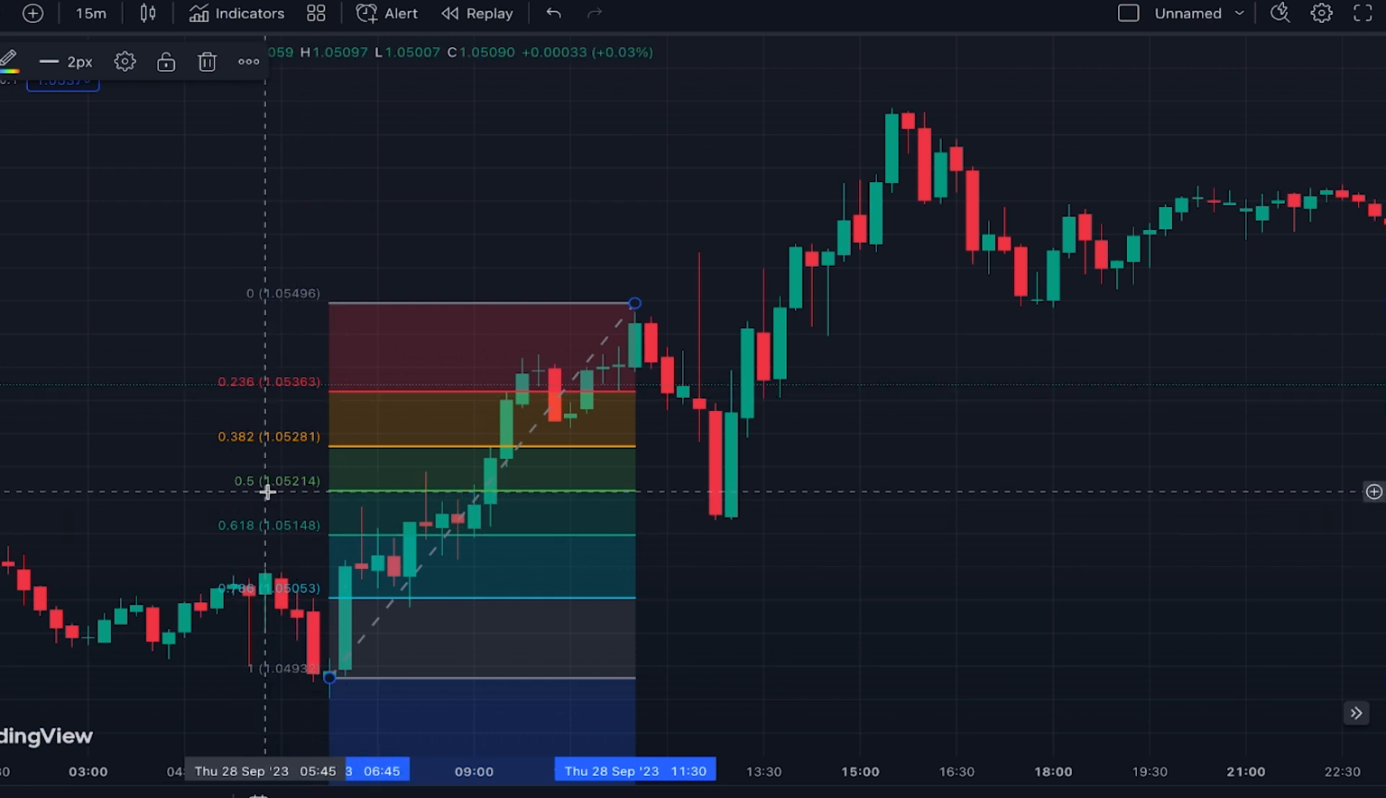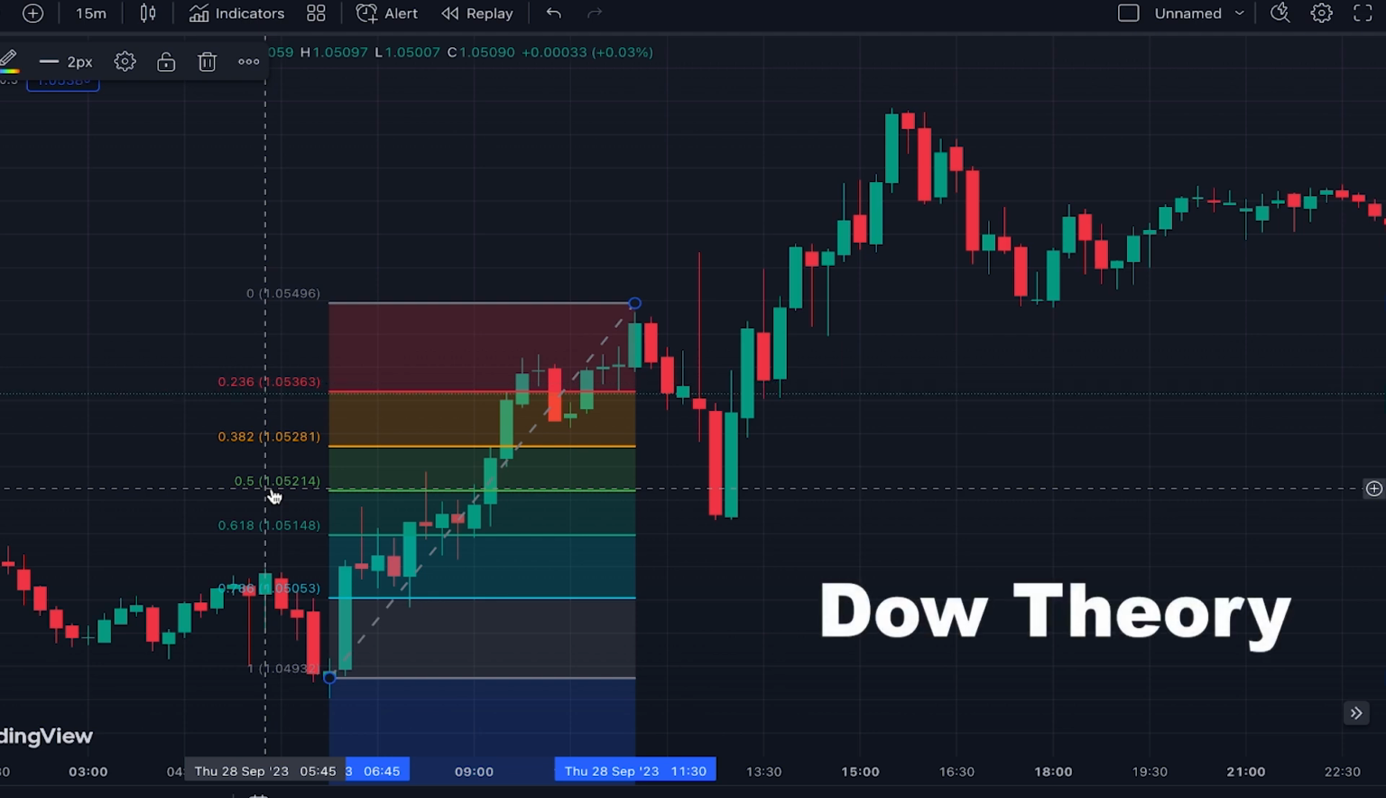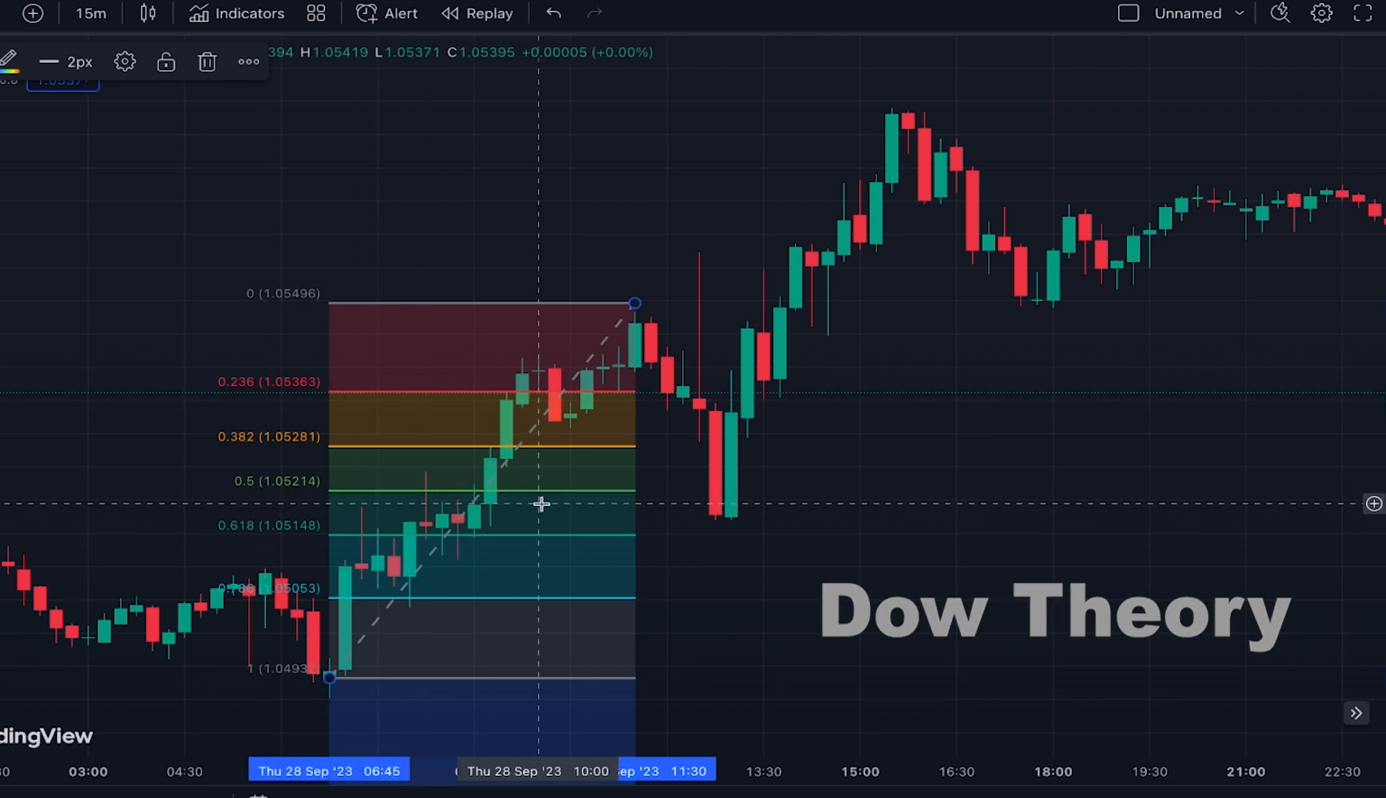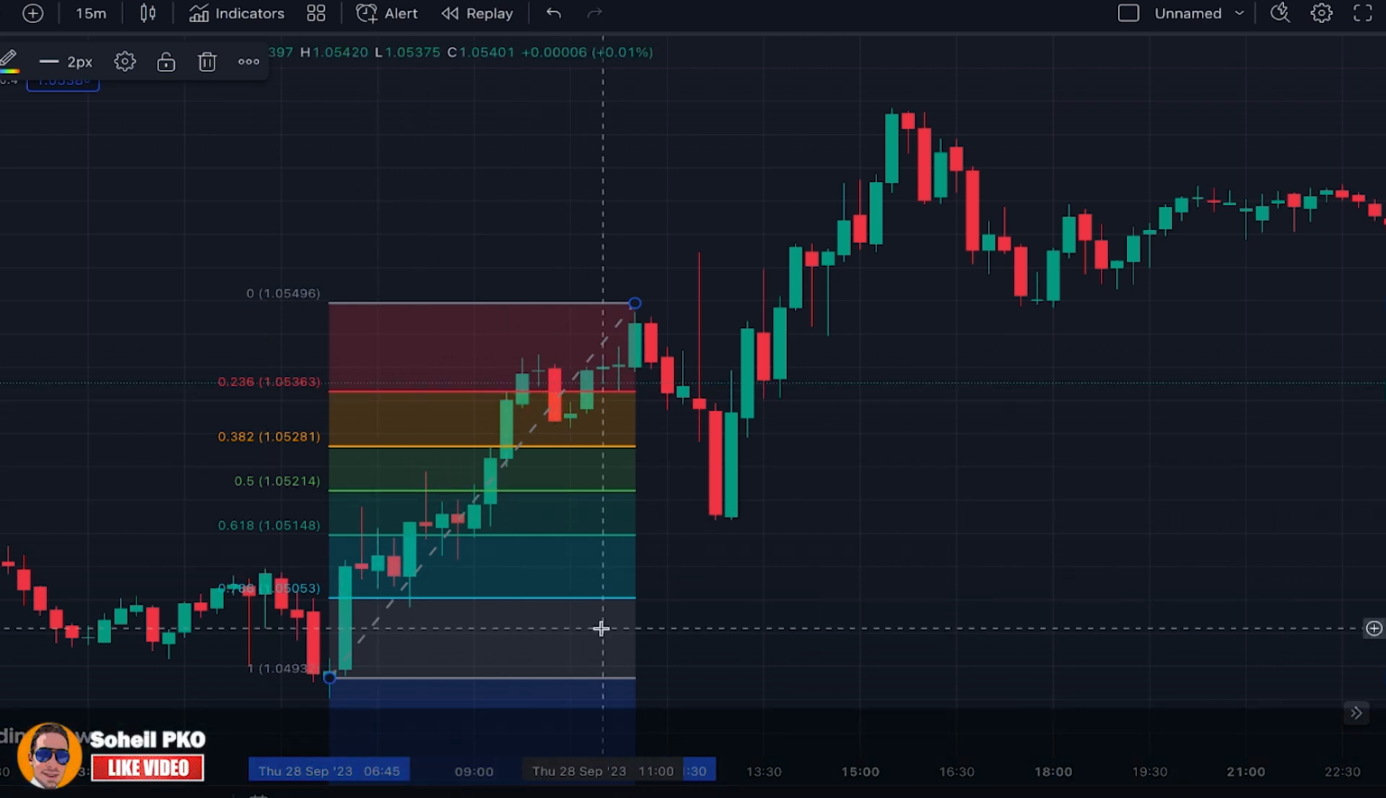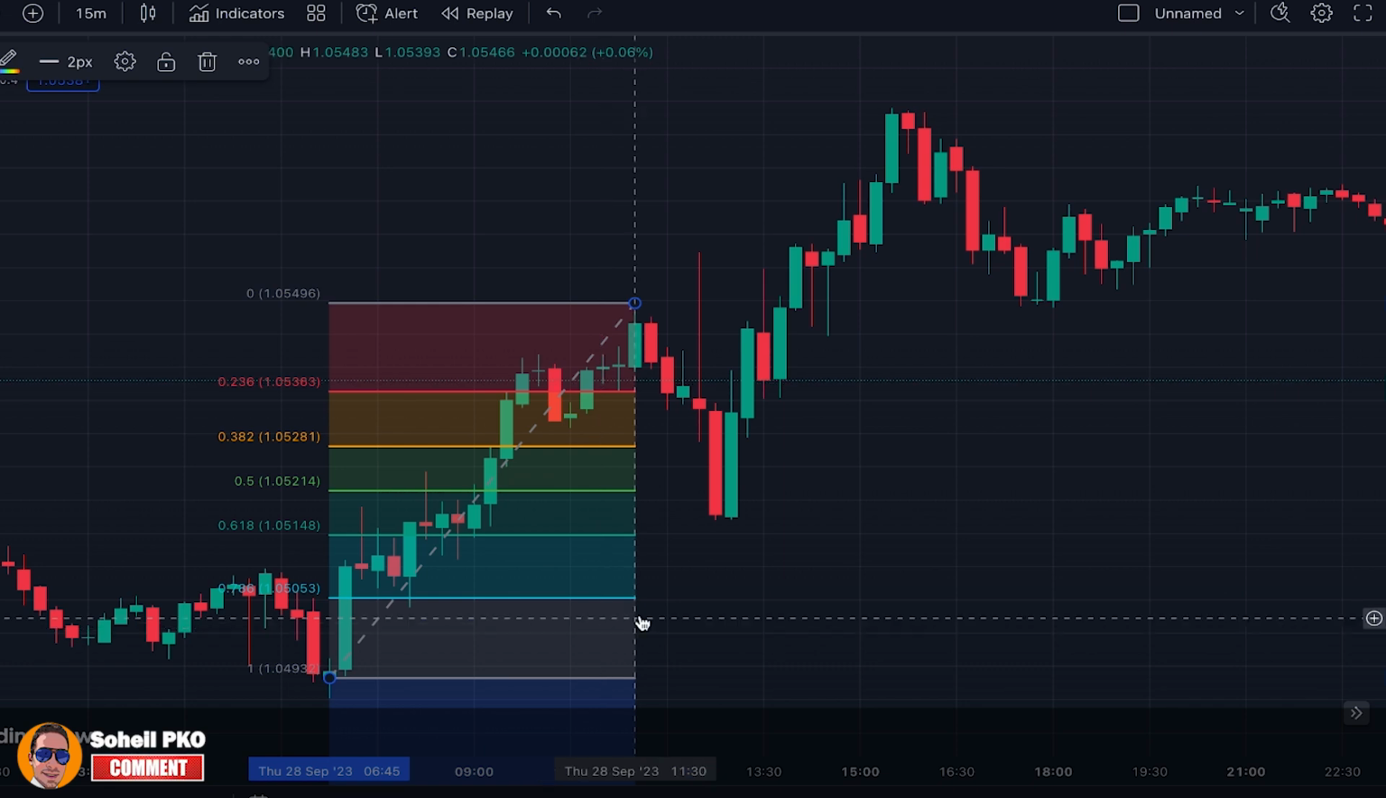I mean this level 0.5, which is not a Fibonacci ratio, but it's also used alongside Fibonacci ratios because of its importance, because based on Dow theory, 50% of the prior movement usually provides a retracement level. Alright, I think you got what this is all about. The whole idea is that they provide support or resistance levels on the chart for our pullback.